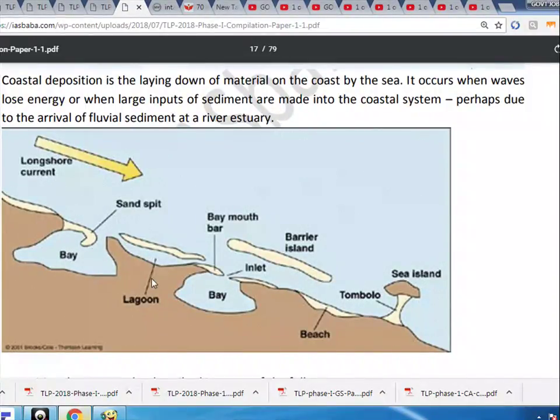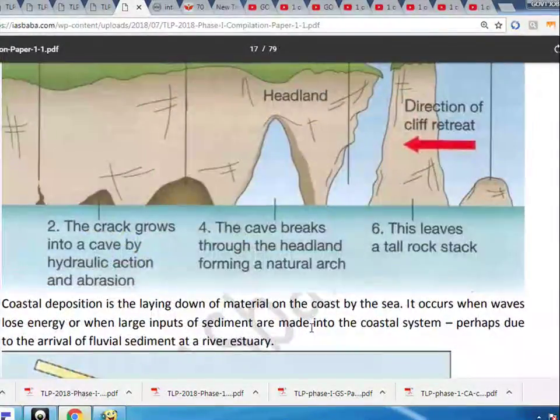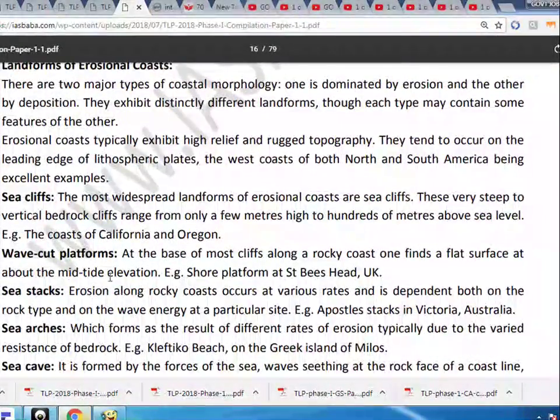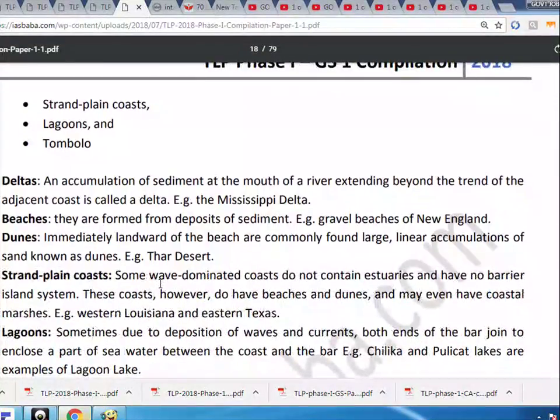Bay, lagoon. It is a lagoon form, sand spit, bay mouth bar. It is a bay, inlet, and barrier island, and tombolo here, and sea island, and beach. So you can see, and please study all these things because questions come from there. Okay. Thank you, friends.